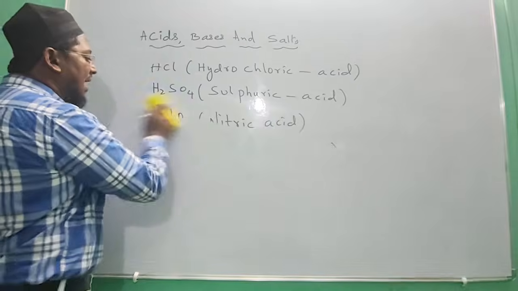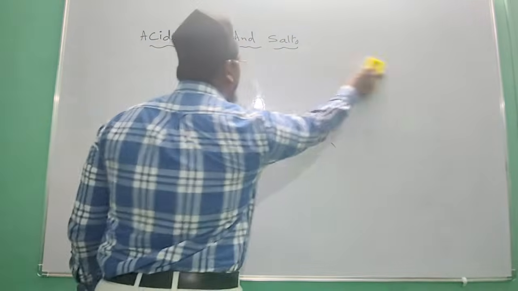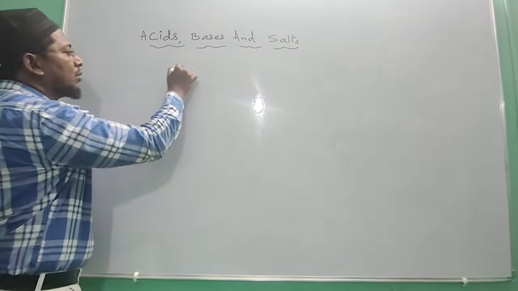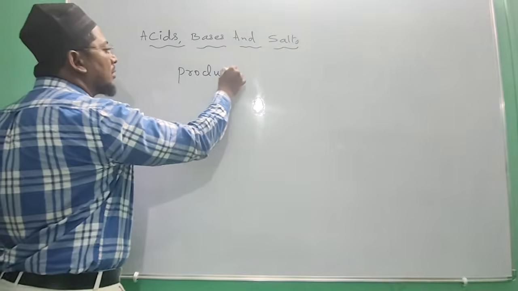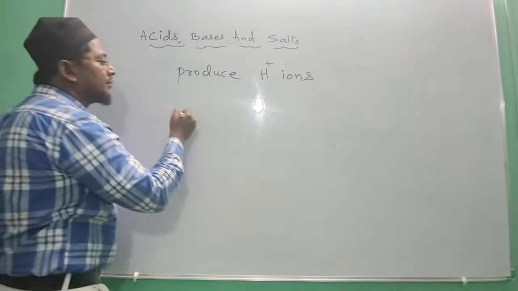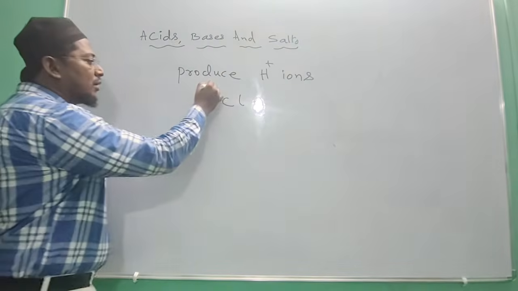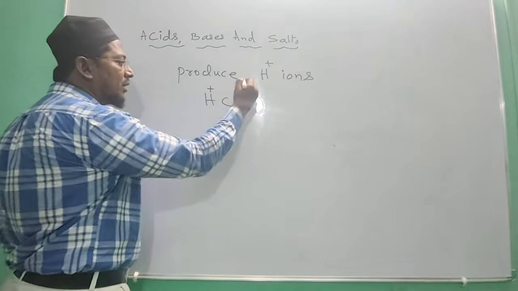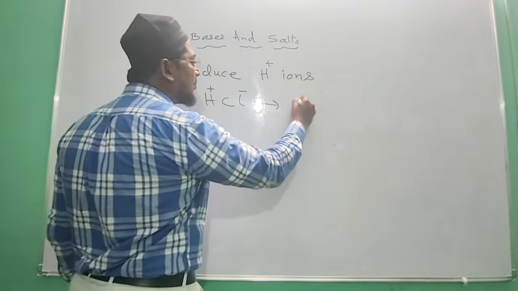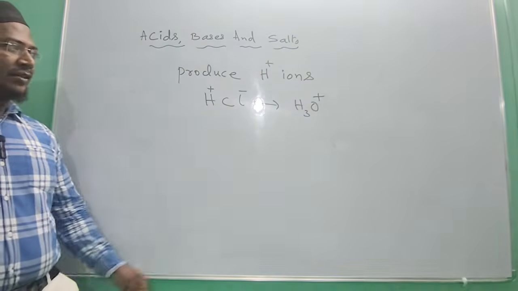One more definition of acids. What are acids? Acids are substances which produce H plus ions. For example HCl: hydrogen is positive, chlorine is negative. So it produces H3O plus ions, hydronium ions, in aqueous solution.